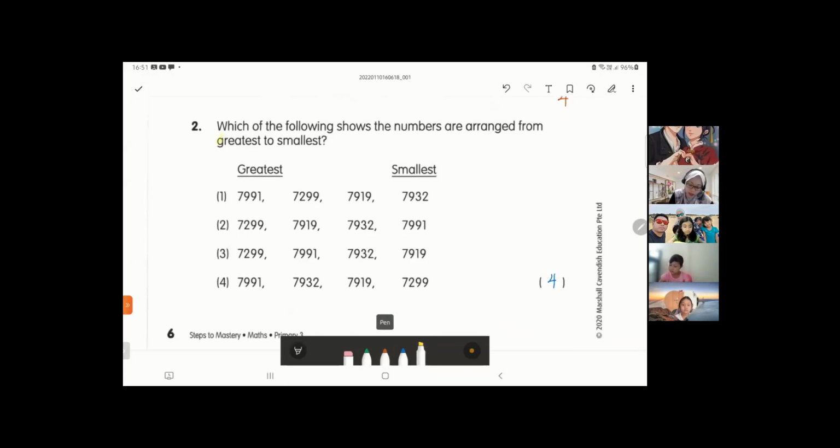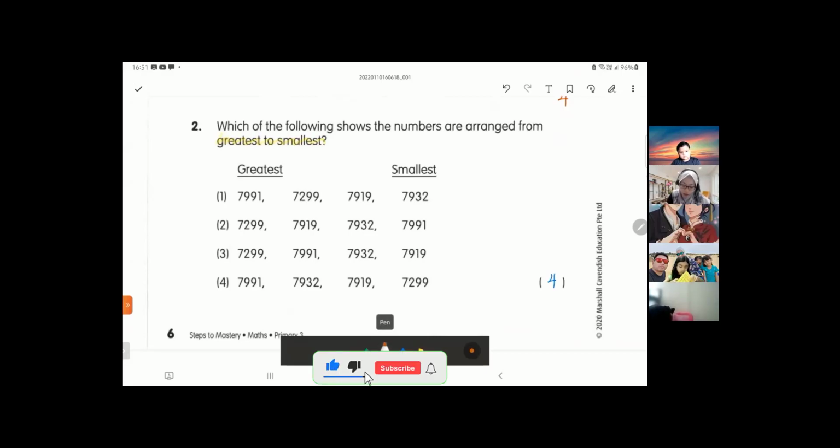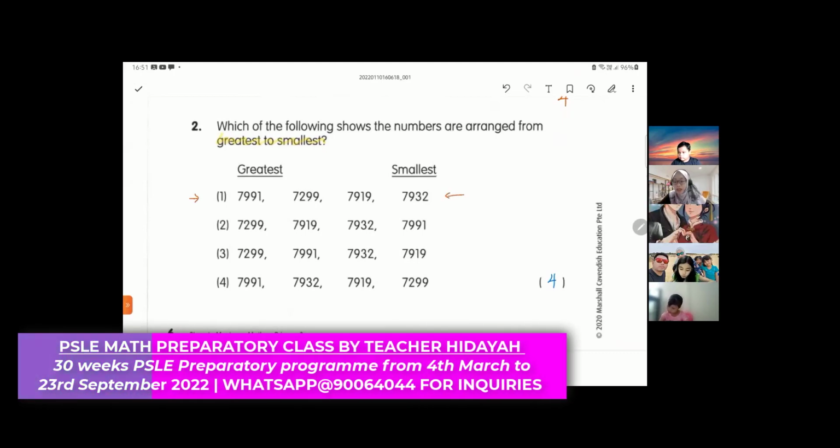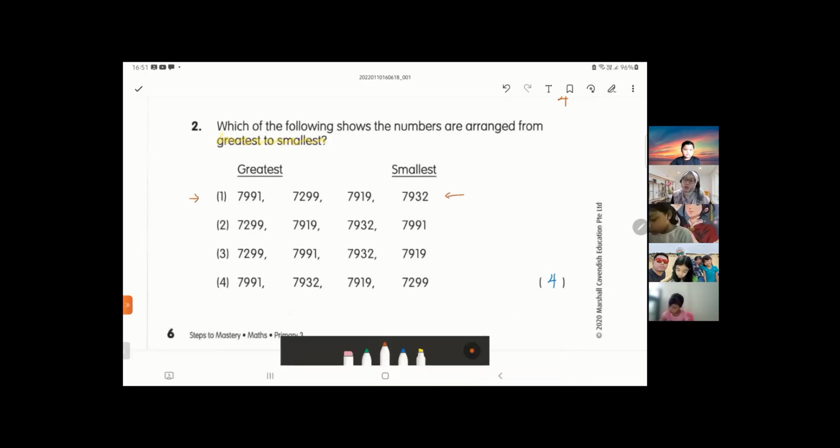Okay, I want the greatest to the smallest. So if you look at this, we need to look from the left to the right. Which one is correct? Is it option 1? Option 2? Option 3? Option 4? Okay, let's look at option 1. The first number is 7,991. Second number, 7,299. Then 7,919. Then 7,932. This is the biggest. But this one is the smallest. So this is out. All right.